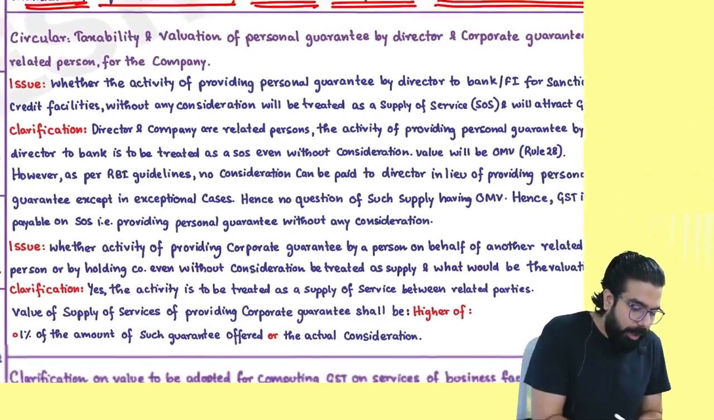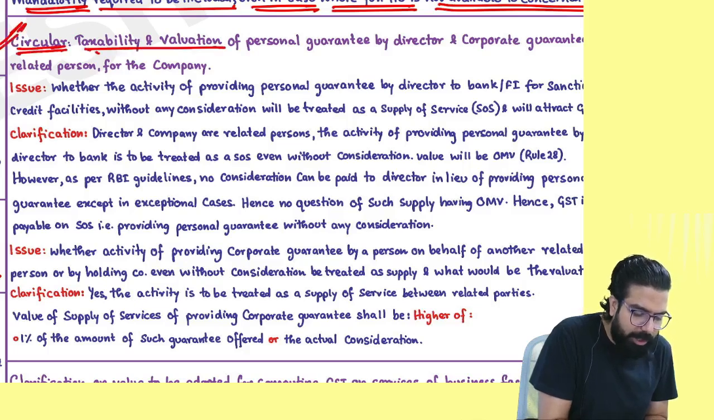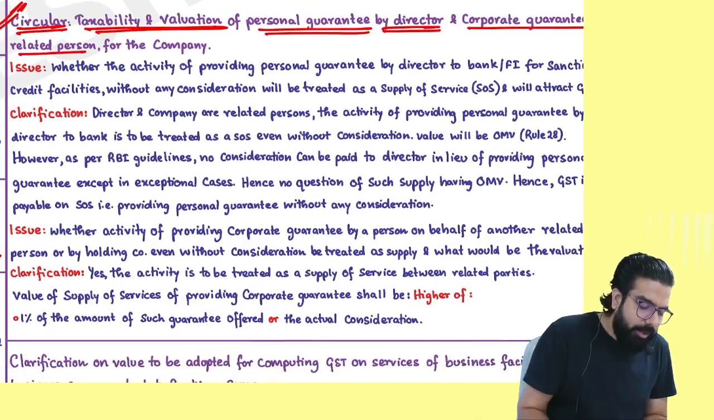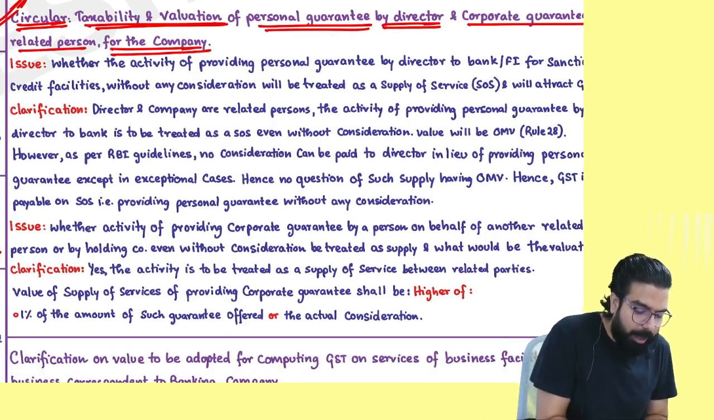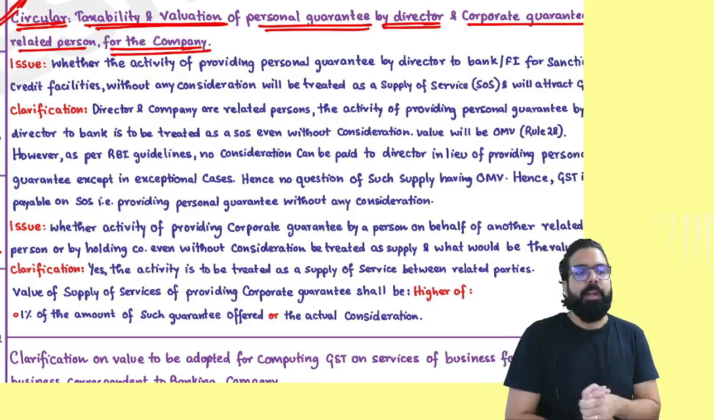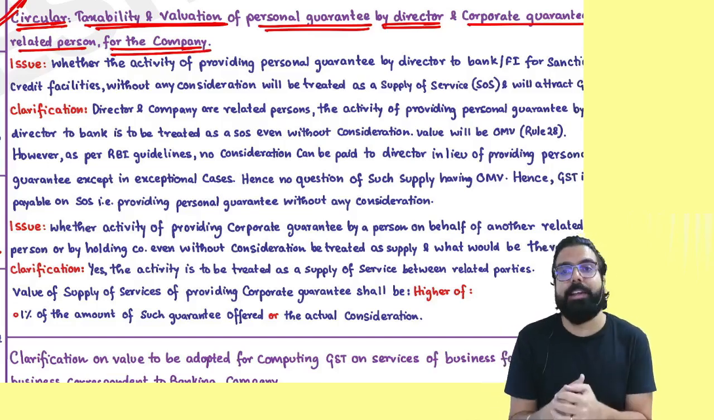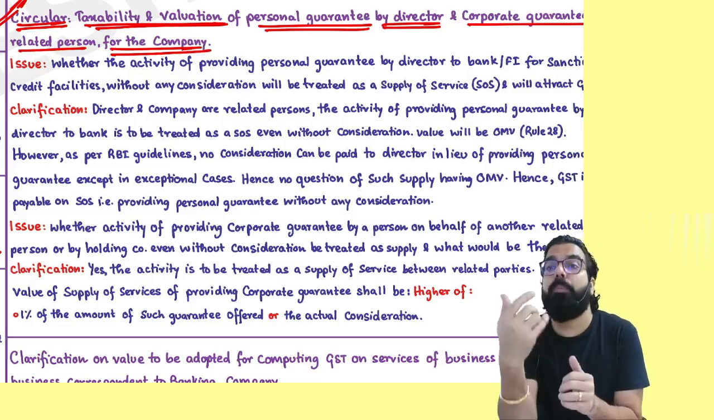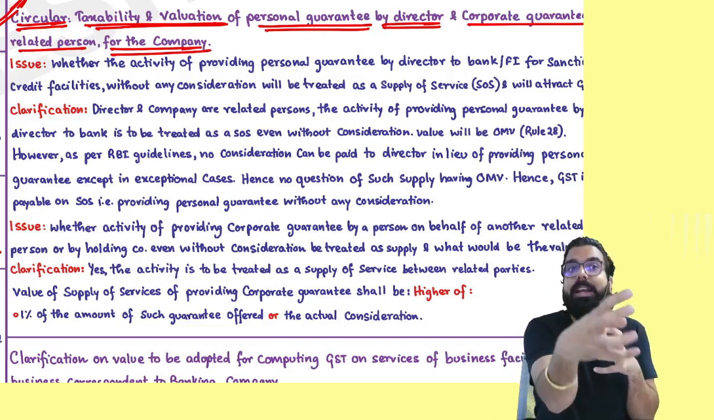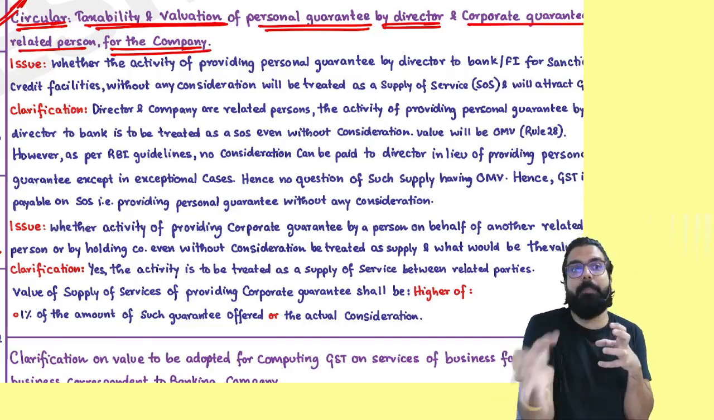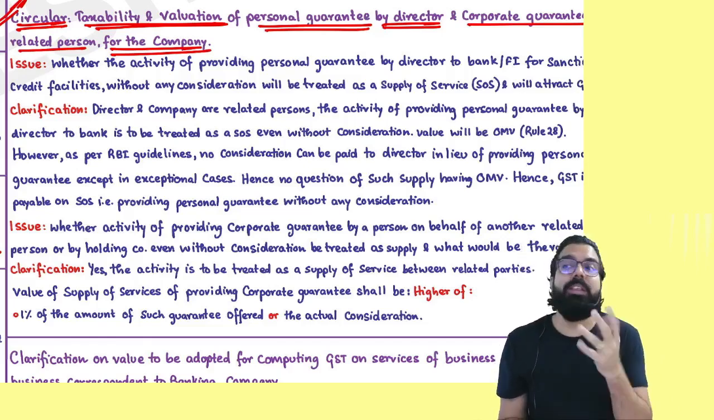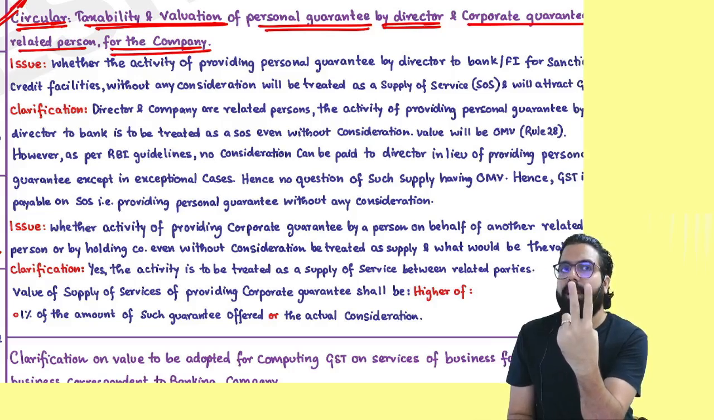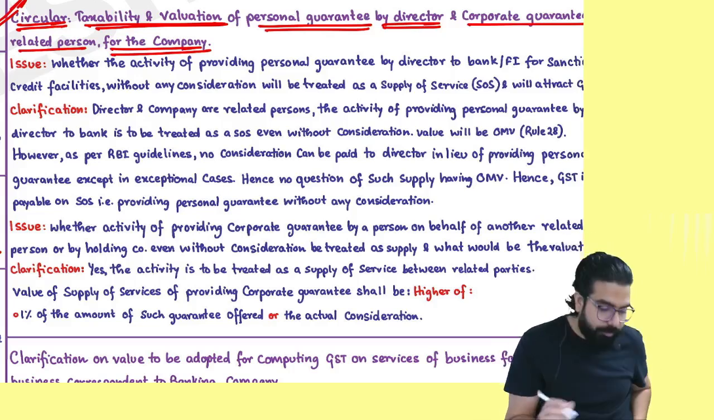Next. Everyone, over here, circular on taxability of valuation of personal guarantee by the director and corporate guarantee by related person for the company. People, do you remember corporate guarantee? What is corporate guarantee? When one company is giving for the other. When one company is guaranteeing the loan of its subsidiary company from a bank, that is called corporate guarantee. So what is the value of corporate guarantee? 1% of the guaranteed loan or actual consideration, whichever is higher.